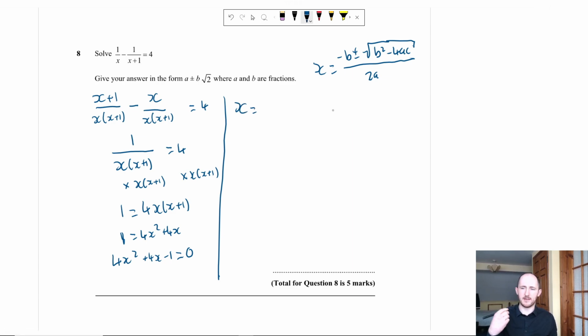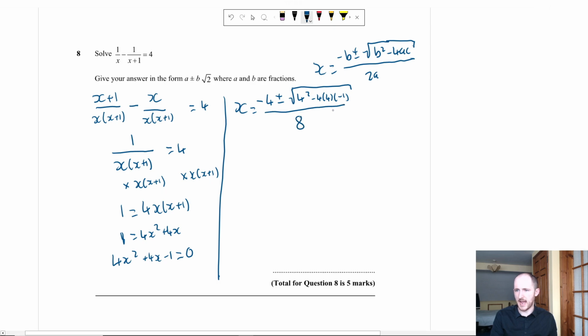Even if they give it to you on a formula sheet, it's still worth remembering, because then you don't have to reference the formula sheet. So that's minus 4 plus minus square root of 4 squared minus 4. A is 4, C is minus 1, over 2 times 4, which is 8.